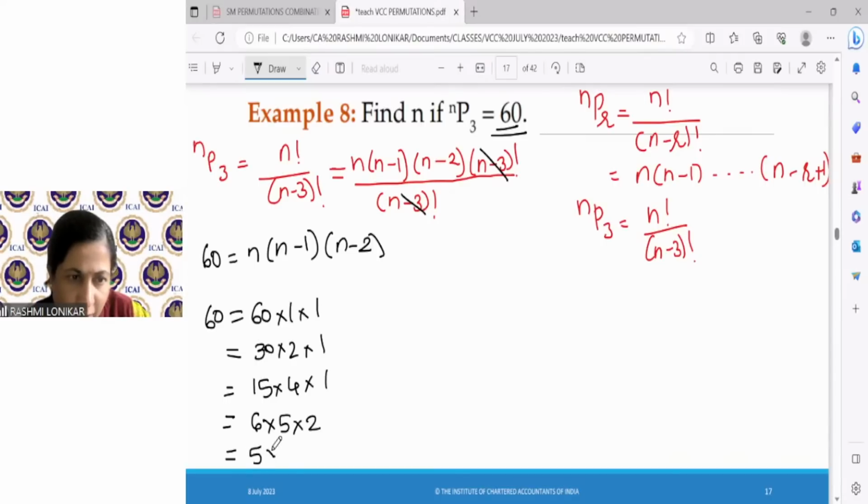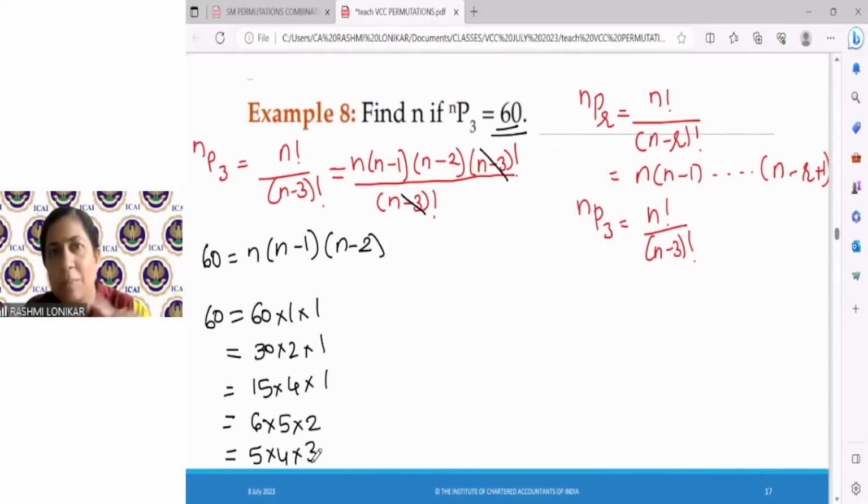So I will write 5 into 4 into 3. 5 4s are 20, 20 times 3 is 60. Are they consecutive? Yes. So first I have to check whether the multiplication is giving me 60. Yes. Then I should check whether these numbers are consecutive. Yes. Otherwise, you could write this as a cubic equation and solve, but why complicate? So you could do that.